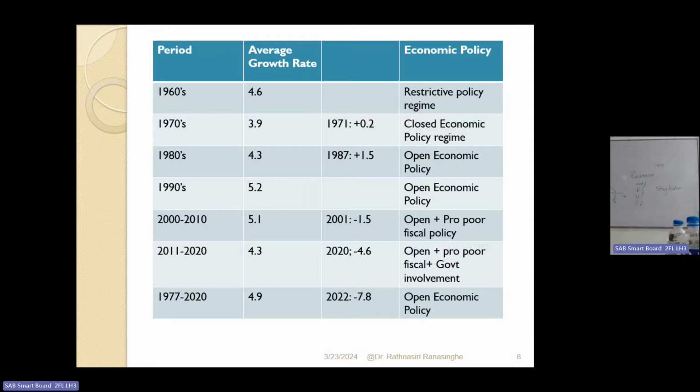Even though after 77, so many decades have passed, we introduced so many reforms, so many relaxations, but we were not able to achieve a faster growth rate. Since the average growth rate is 4.9, that is not sufficient to address the major macroeconomic problems. Growth needs to be accelerated in order to solve the problems, right?